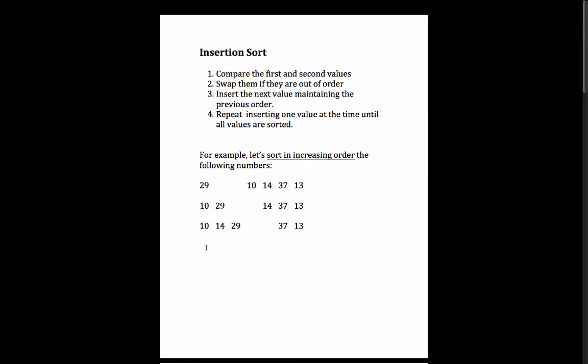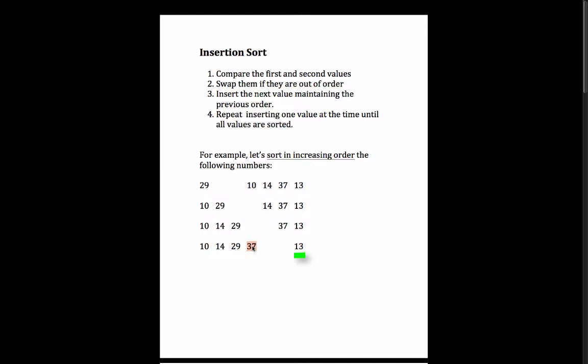So the first step is to compare 37 and 10. 10 is smaller, therefore no need to change it. Compare 14 and 37. 14 is smaller, no need to change it. 29 and 37. 29 is smaller, no need to change it. Therefore, we simply insert 37 at the end. And again, we have four numbers which are already sorted, and we are left with only one number, which is 13. Notice that in this case, when we inserted 37, we did not copy any of the previous values, and that is because 37 is larger than the values that we have.